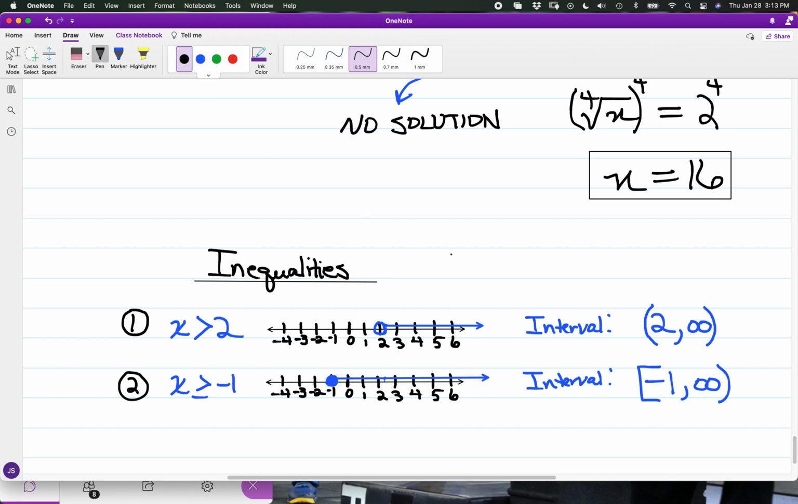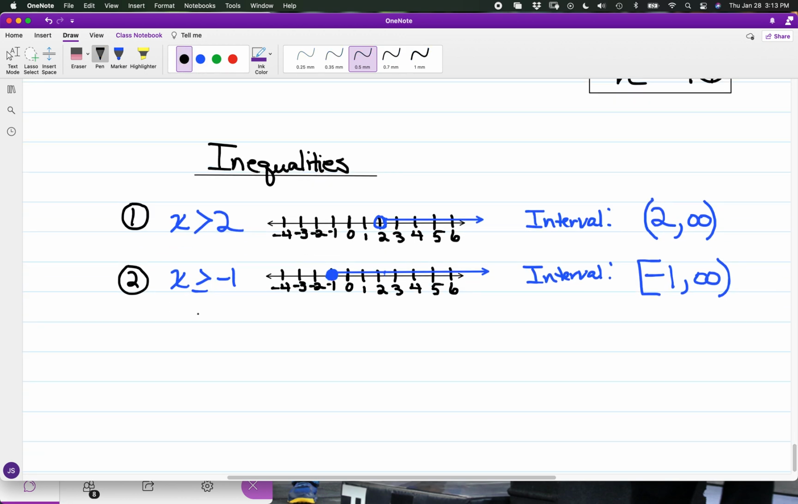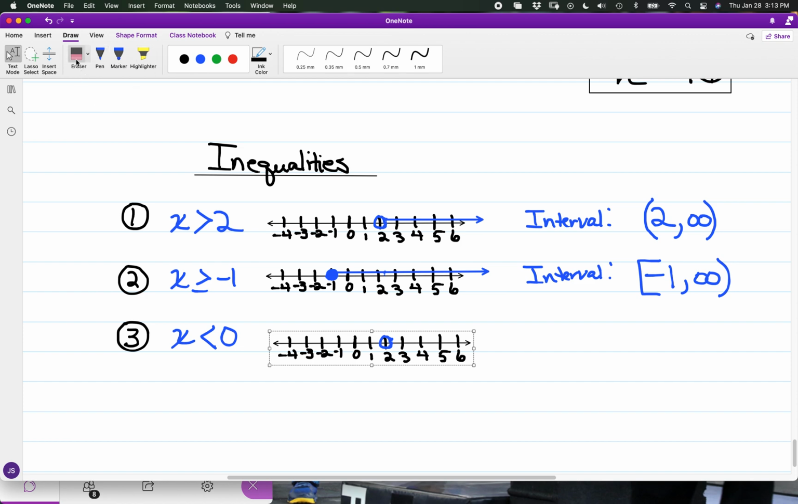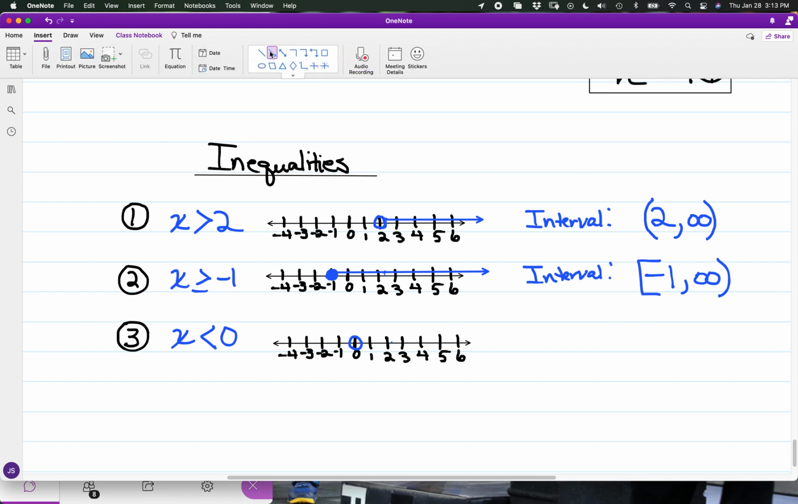Okay, now let's say we have a little bit of a change-up in terms of the direction. Let's say we have that x is less than 0. So for x is less than 0, we're going to have an open circle on 0. And for less than, we're going to have a ray that is going to go out to the left.